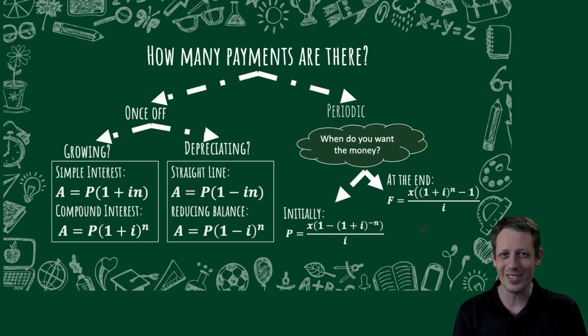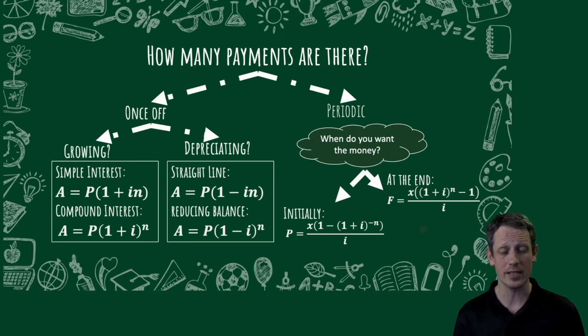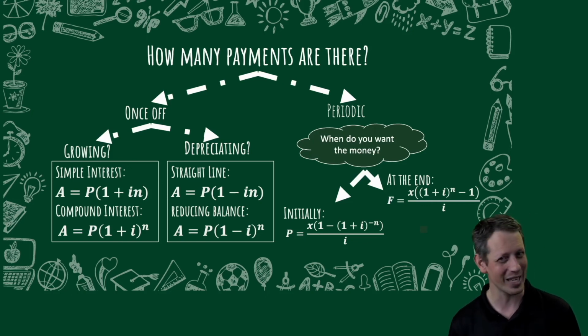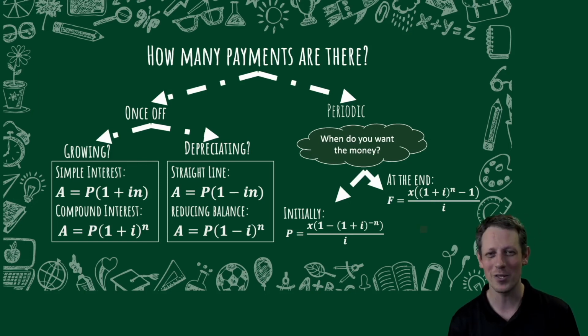So the big thing with this is, I want you to go through these kind of decisions every time you see a maths sum. So let me just quickly do a recap. You're going to ask yourself, is it once off or is it periodic, paying every month? If it is once off, is it growing or is it depreciating? If it's periodic, so repaying every month or every quarter or every year, when do I want the money? Beginning or end? In this way, ladies and gentlemen, you are going to eliminate the unnecessary formulas. And hopefully, this will help you to score most of your marks.